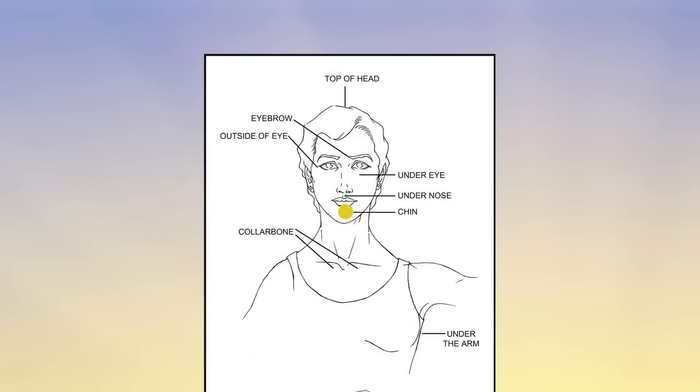And then the next point is your chin point. So it's right in the cleft of your chin with a little downward pressure, as if you were landing right at the edge, with the downward pressure on that little chin shelf that's there.